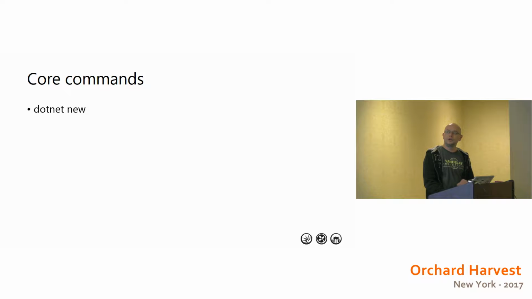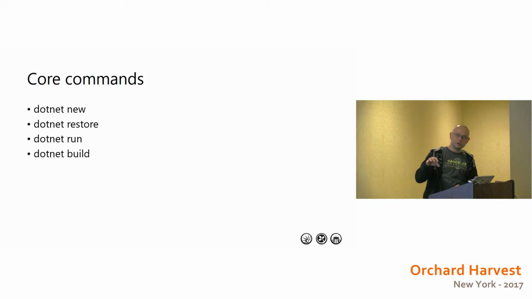There are a few commands that you may already know if you've used .NET Core before. You can create a new project using .NET New. You can restore your packages from NuGet using .NET Restore. You can run your application using .NET Run, and when you do that, it's just going to build the application for you, and when the application has finished running, it will remove the build artifacts. If you want to build and keep those artifacts around, you use .NET Build, and then you can .NET Run it. Then you have .NET Publish.